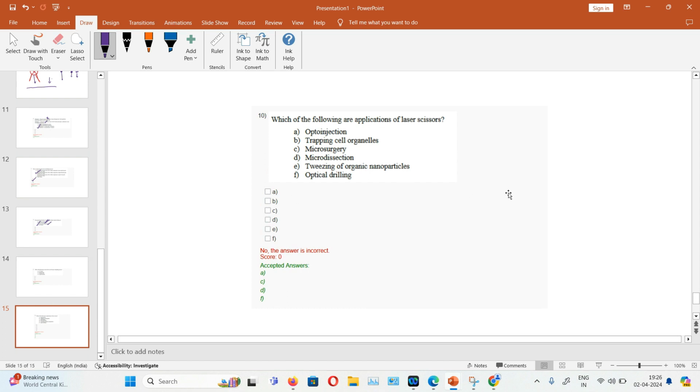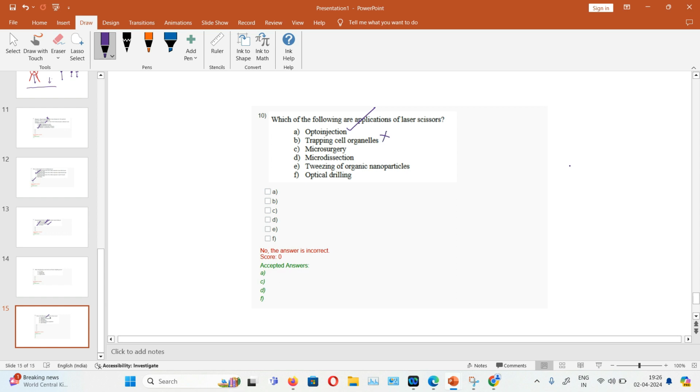Which of the following applications are laser scissor? Opto injection. So using light, you can use it as an injection. Putting some medicine or something, you can make a small hole and put the medicine in. So this is actually true. Trapping of cell organelles. That is not a laser scissor. Trapping means optical tweezer. So this answer is false.